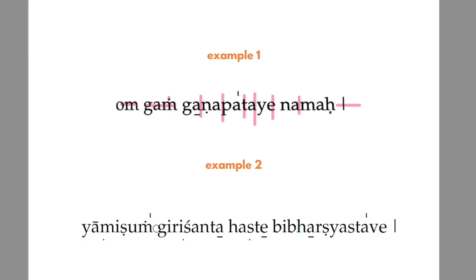Example 2, we have a verse from the Sri Rudram. Ya, me, notice middle intonation, but the sound is stretched from ya to ya, me, shum, because we've got the g that follows the anuswar, we will say ya me shung, giri shanta haste bibarshyas tave. Yamishung girishanta haste bibarshyas tave.